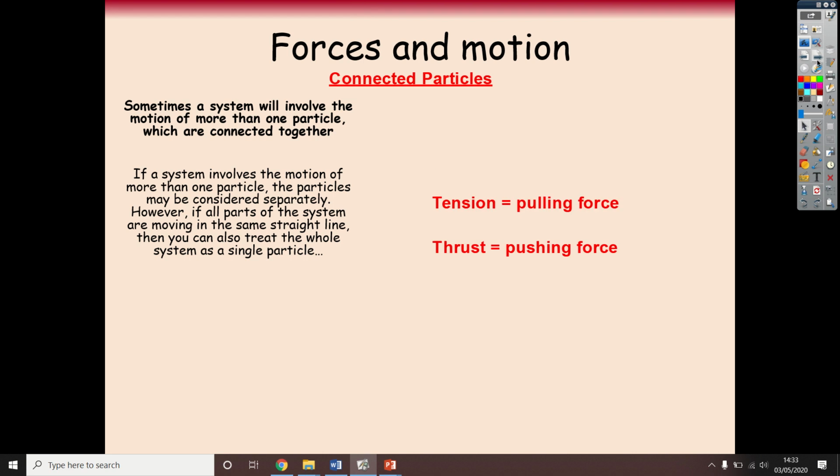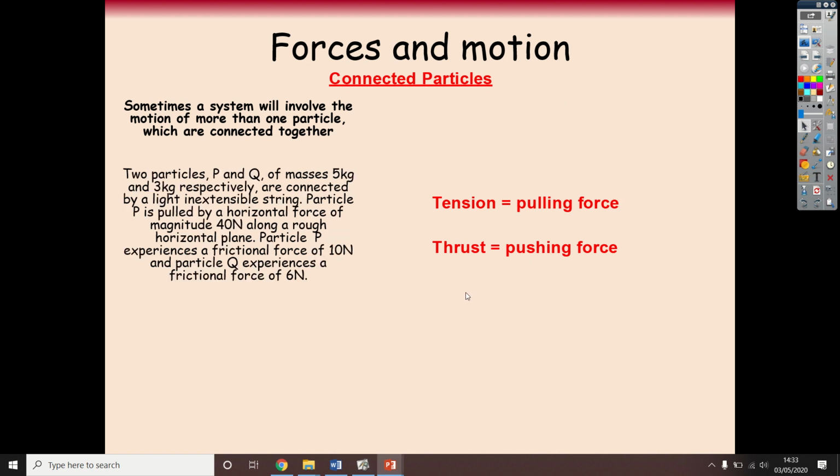Typically tension is a pulling force. If you've got something attached with a string and you're pulling it along, then you're going to have tension in the string. And thrust, which is a lot less common in these questions, is a pushing force. If you're pushing something along, then the name for it is thrust. So just bear those two things in mind. Let's see some examples, shall we?